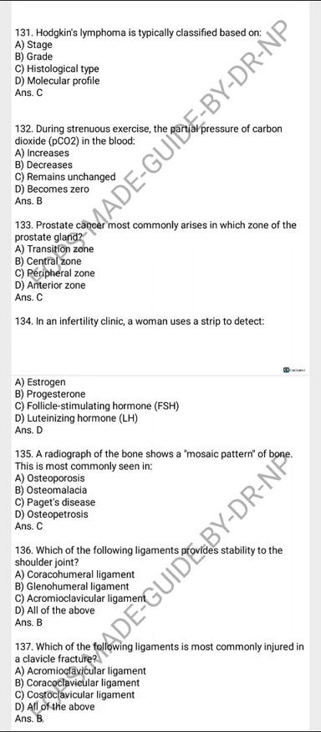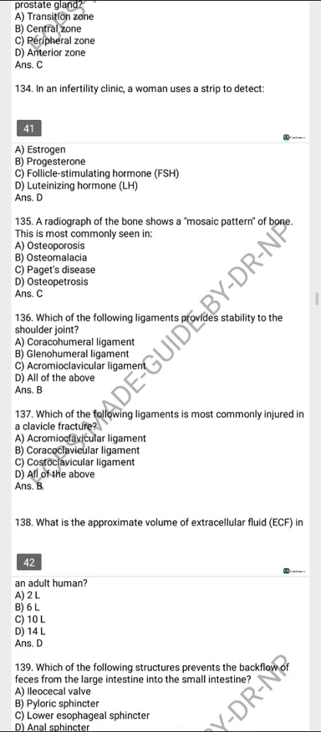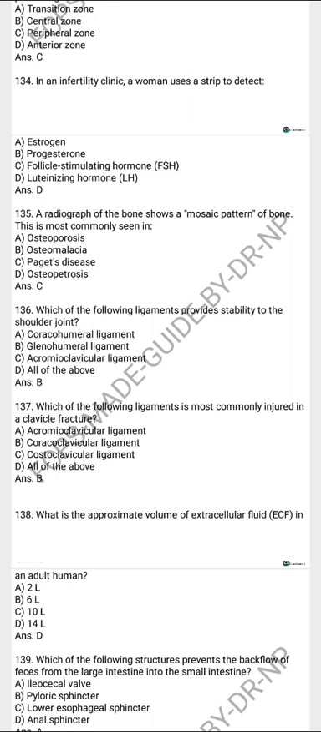Prostate cancer most commonly arises in which zone of the prostatic gland? That is the peripheral zone. In an infertility clinic, the woman uses a strip to detect the luteinizing hormone. A radiograph of the bone shows a mosaic pattern of the bone. This is most commonly seen in Paget's disease.